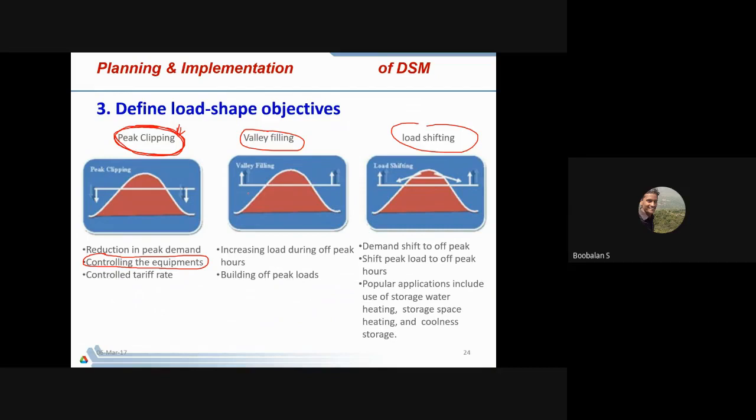For valley filling, definitely we need to introduce renewable energy, right? By using renewable energy, we are able to increase our load. While on the peak demand side, we are reducing that load, and we are increasing the load total hours, right? And the same with load shifting. We are going to shift the peak load to off peak hours.